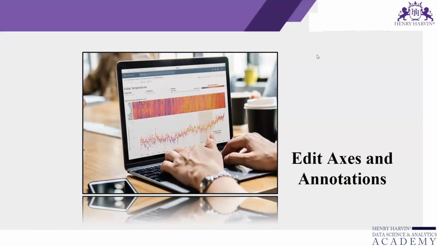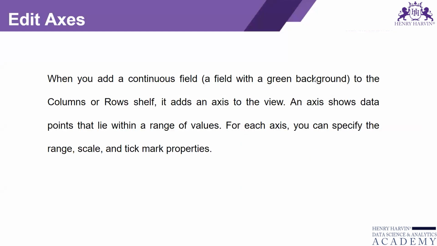Now we'll start with edit access and annotations. So what is edit access? That means you can modify or make changes in the X and Y axis, or rows and columns, of your visualization. That is the access part. You can actually edit that part also. When you add a continuous field, that is a field with green background.